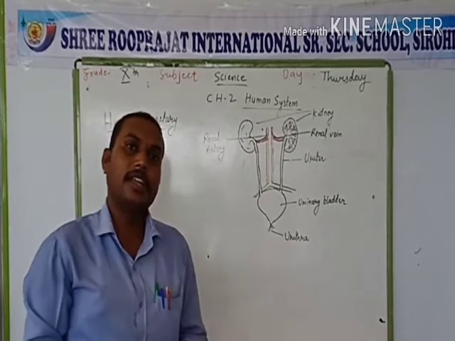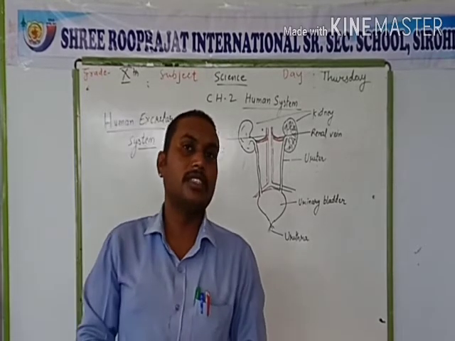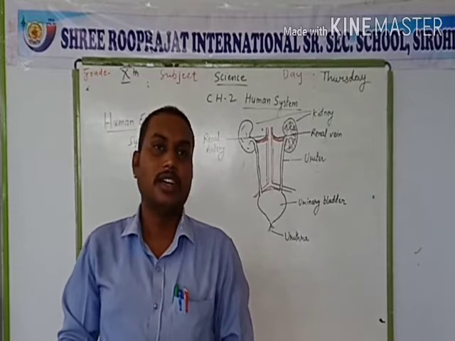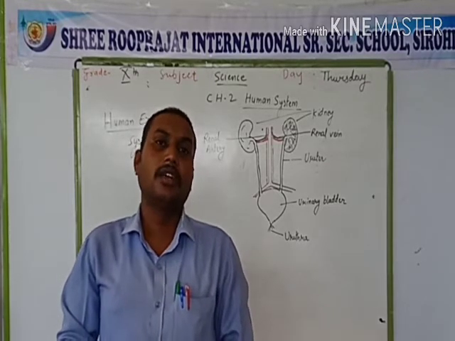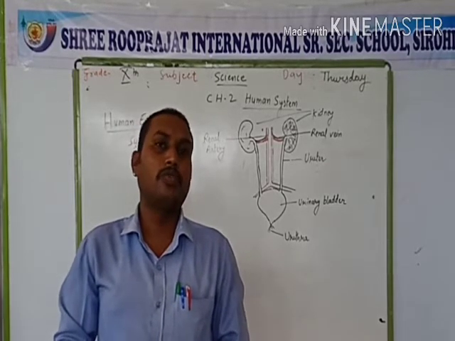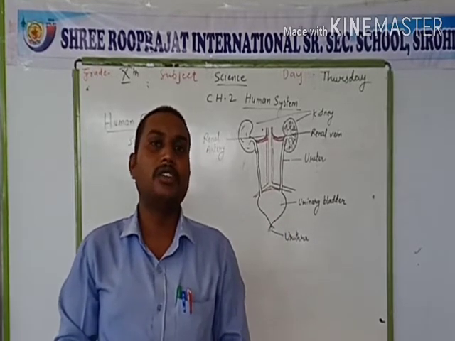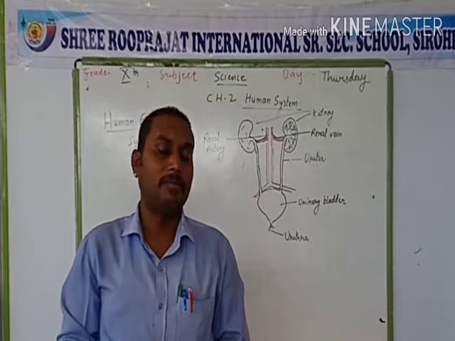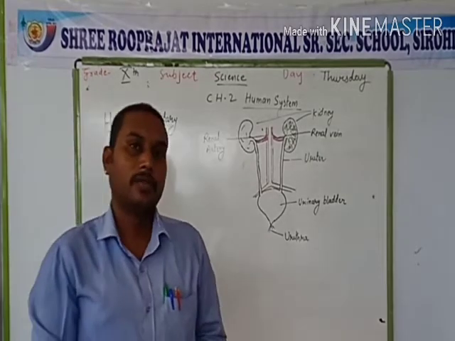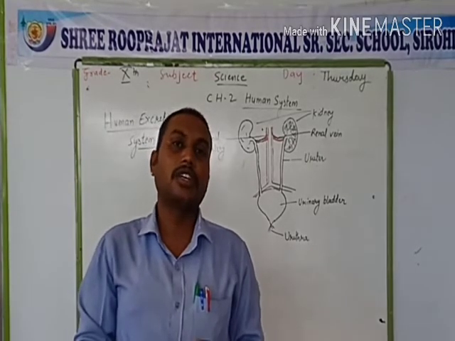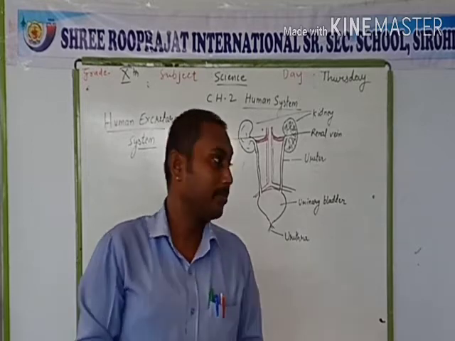The kidney has two regions, cortex and medulla, and in the kidney there is a constriction through which the blood vessels and the ureter enter, known as the hilum. So these are the human excretory organs of the human excretory system.